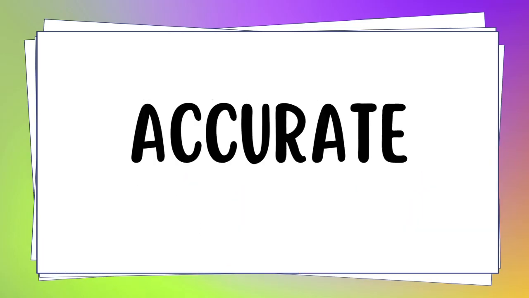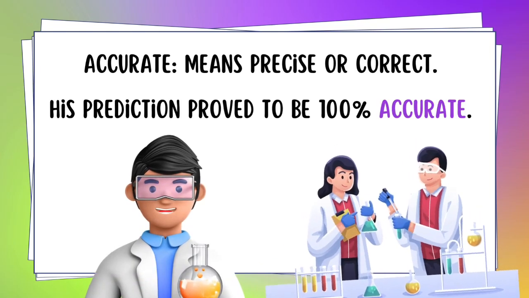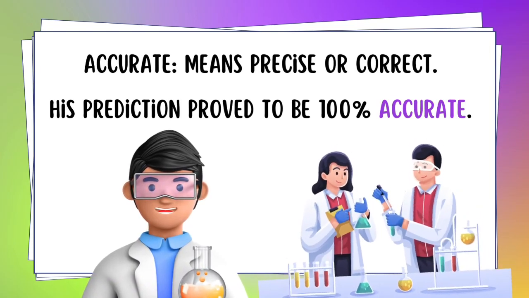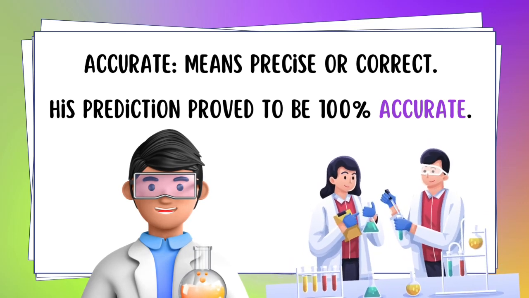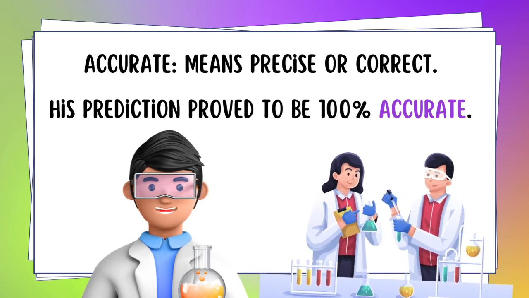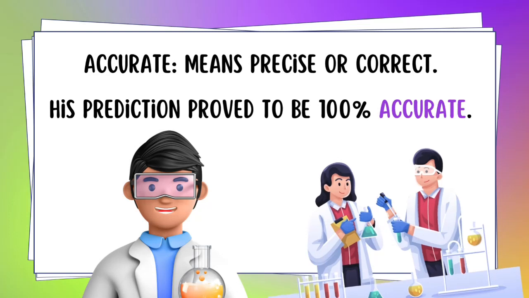Accurate. Accurate means precise or correct. His prediction proved to be 100% accurate.